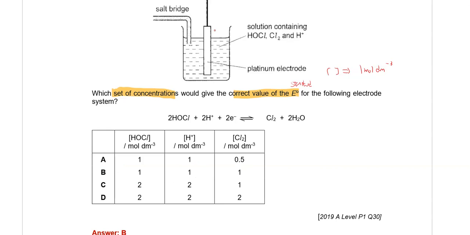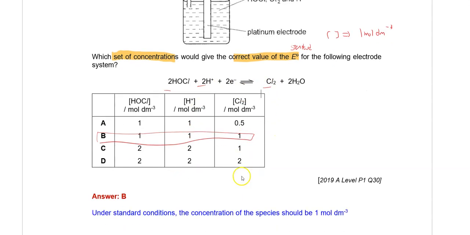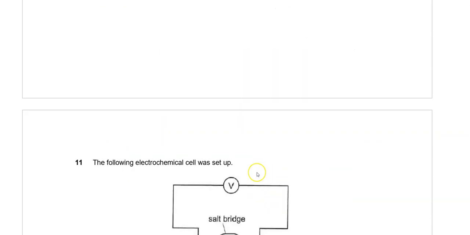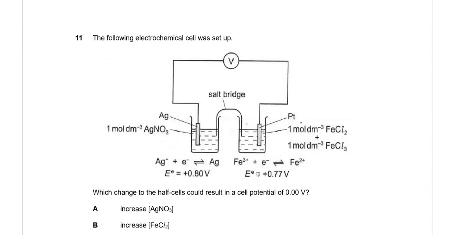Right? So it doesn't take into account the stoichiometry of the equation. Your concentrations of your solutions are all at 1 mole per dm cube. So HOCl 1 mole per dm cube, H plus 1 mole per dm cube, and Cl2 1 mole per dm cube. Okay, so answer B. Okay, moving on to question 11.